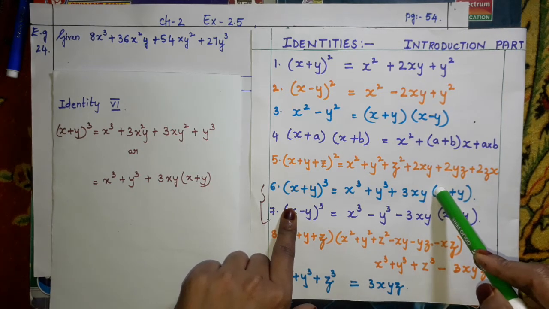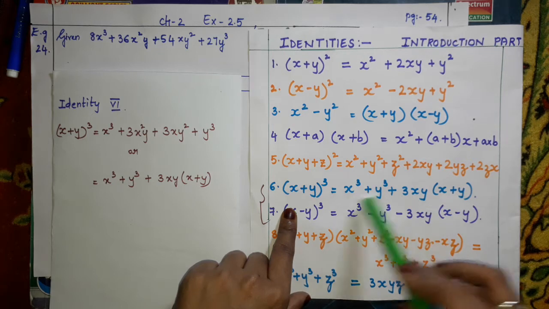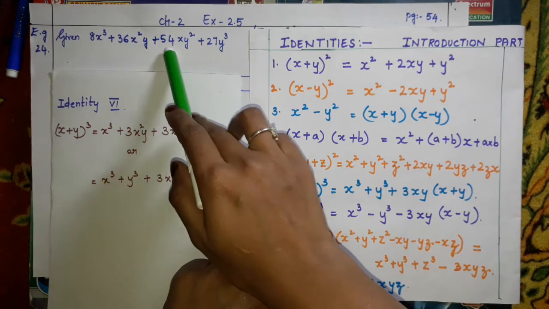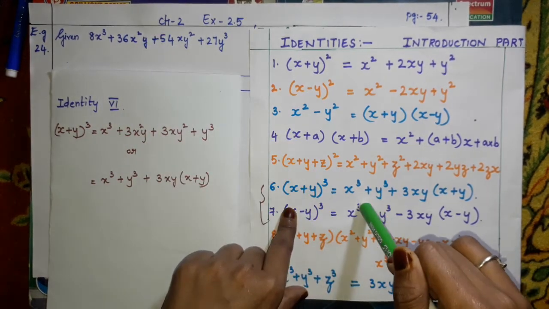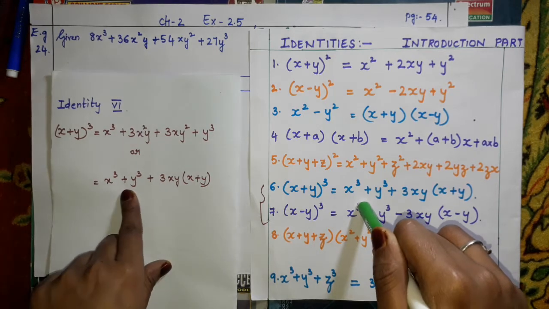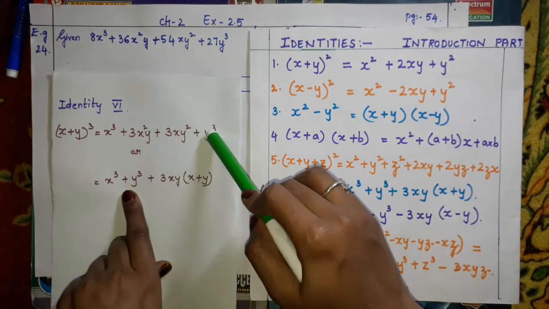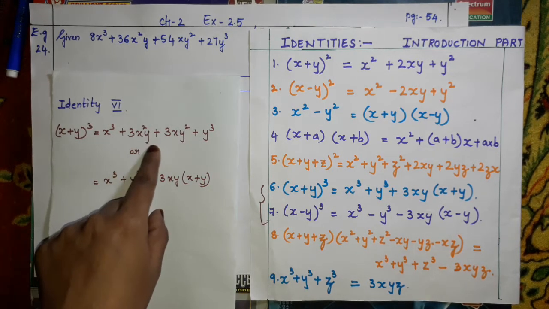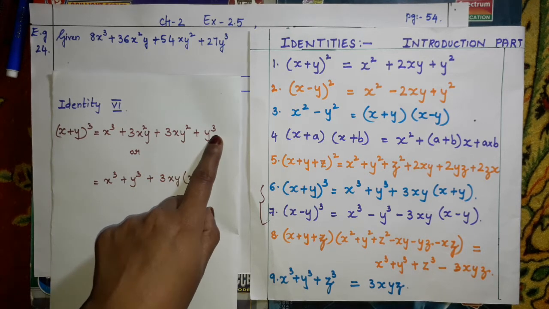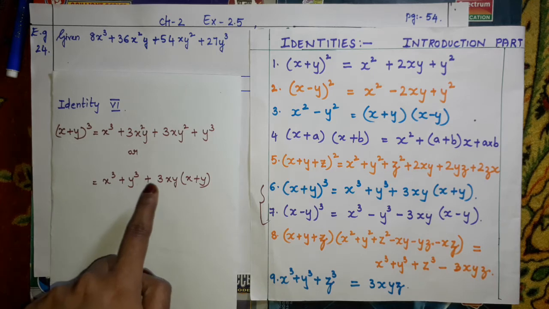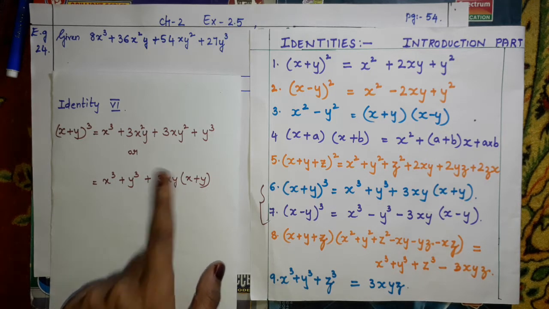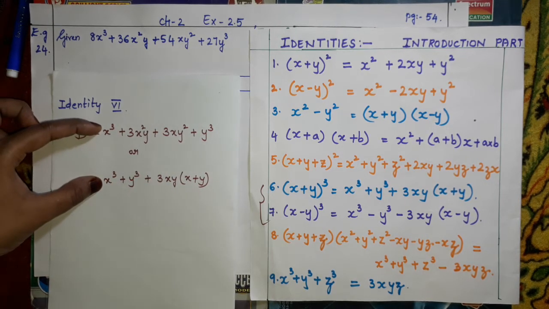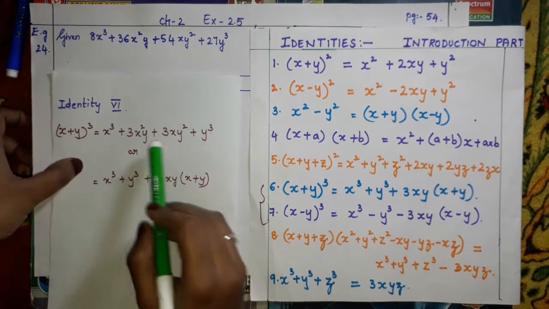But you might be thinking that here the formula is different. Yes, children, x cube plus y cube plus 3xy, and we have brackets. Here there is no bracket. For the sixth identity we have two formulas, children. X plus y whole cube is equal to x cube plus 3x square y plus 3xy square plus y cube, or else we can write x cube plus y cube plus 3xy into x plus y. So you have to learn these two as well, or else you can learn one.